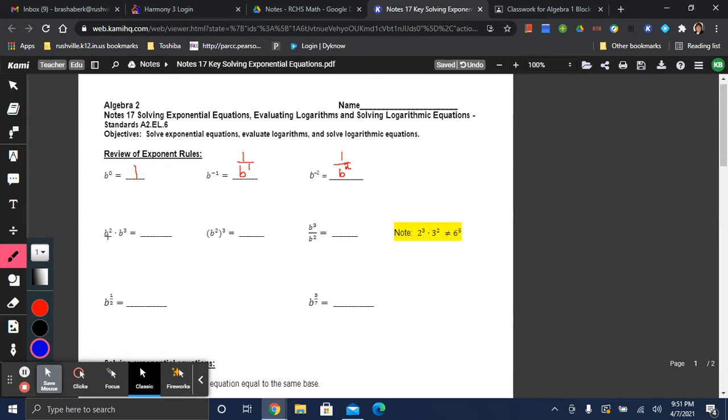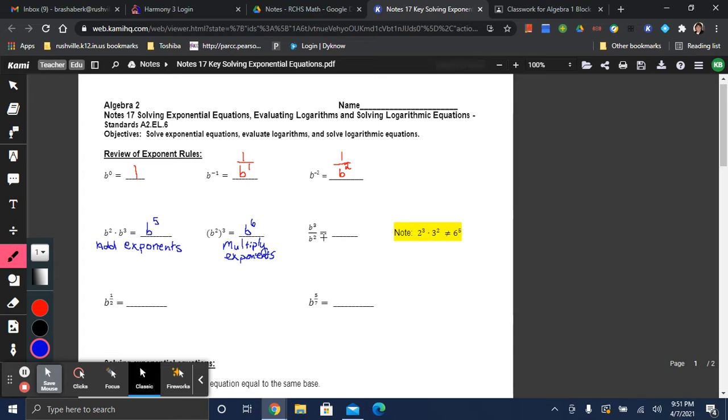If you're multiplying with the same bases, you keep the base and add the exponents. So again, multiplying, add the exponents. If you are taking a power to another power, then you keep the base and multiply those exponents. So when you see a power outside of a parentheses like that, multiply the exponents.